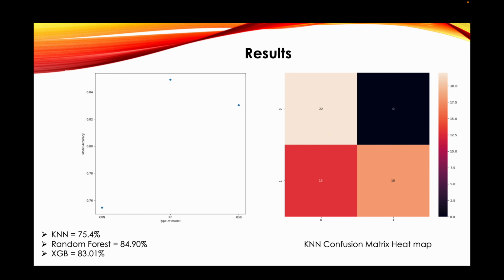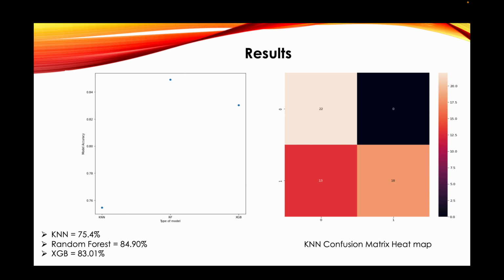As we discussed previously in the implementation part, we have built various models. One of them is KNN, and then RF and XGBoost. We have fed the pre-processed and scaled data to these models. When we did so, we received 75.4% accuracy with k neighbors, 84.90% with random forest, and 83.01% with XGBoost.